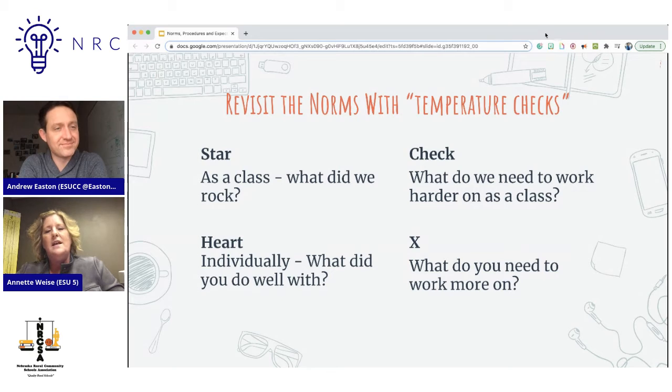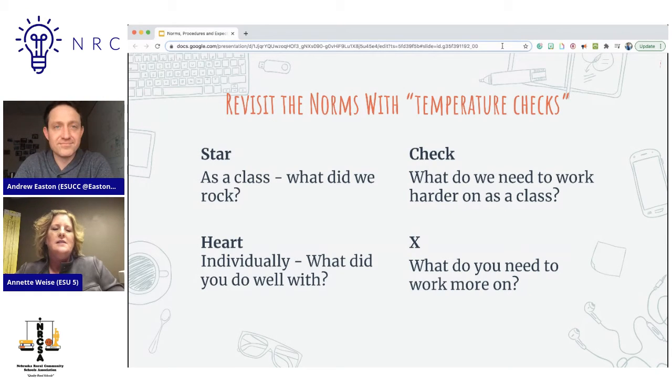So that could be done at that point when you do that temperature check, or you could take a quick screenshot of it, put it up the next morning and start your class with it. Well, this is what we said we did yesterday. So how are we going to improve today? And let kids talk about it a little bit before they move on.